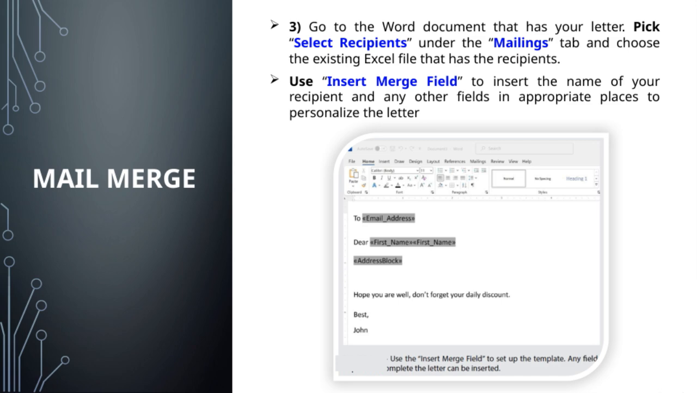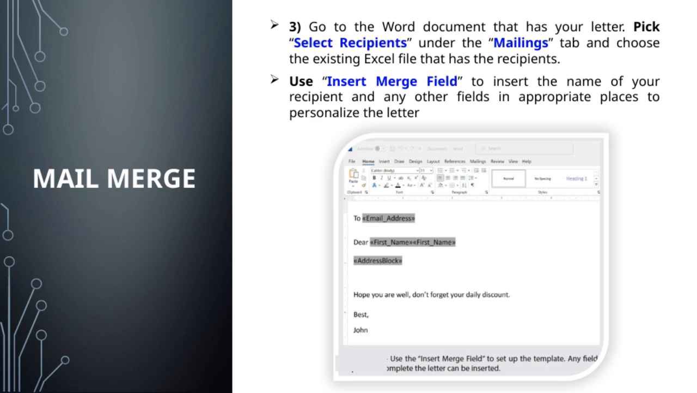Once you've connected your data source, you'll want to personalize your letter by inserting merge fields. To do this, click on Insert Merge Field and choose the recipient's name or any other relevant information you want to include. Place these fields in the appropriate spots within your letter where you want the personalized data to appear.